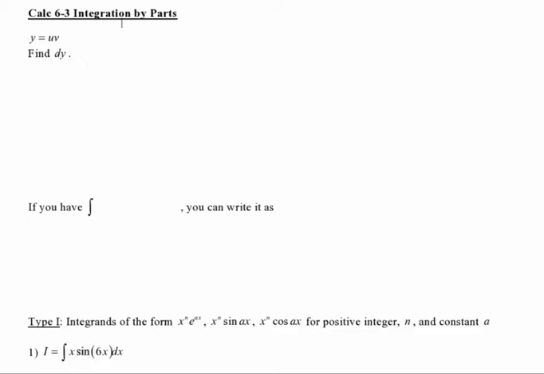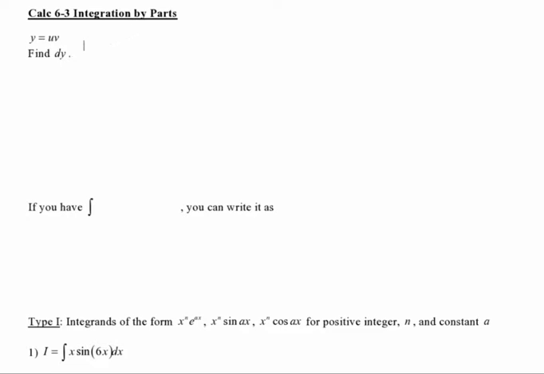Let's learn integration by parts. We're going to start with y equals uv. First, let's figure out how this works. That's a product. Remember the product rule. We're going to take a derivative of this or find the differential. Product rule is derivative of the first times the second plus the first times the derivative of the second.